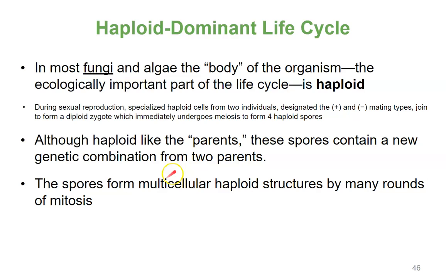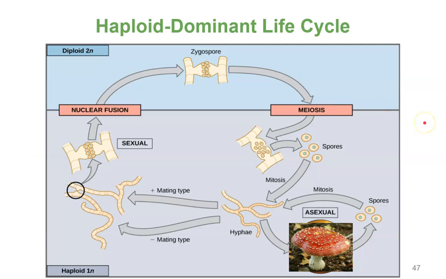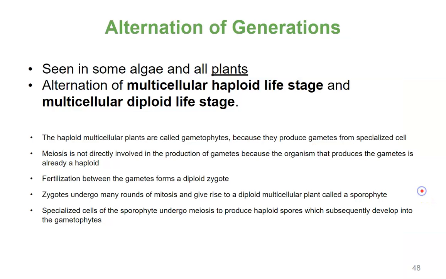All right, so haploid dominant. Most fungi and algae are haploid most of the time during their life cycle, and then they become diploid when they reproduce, which is opposite of us, correct? So they're diploid only when they start to reproduce sexually, but they're haploid for the rest of their life cycle.